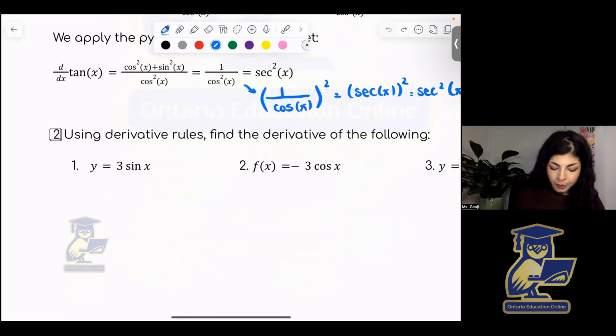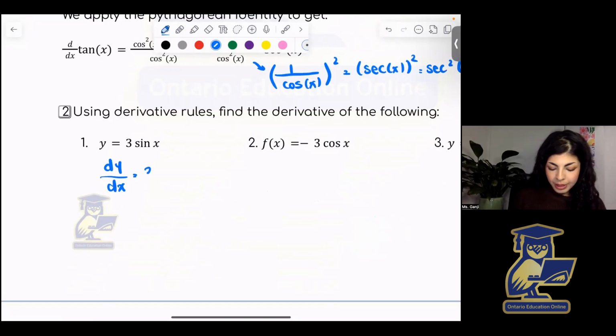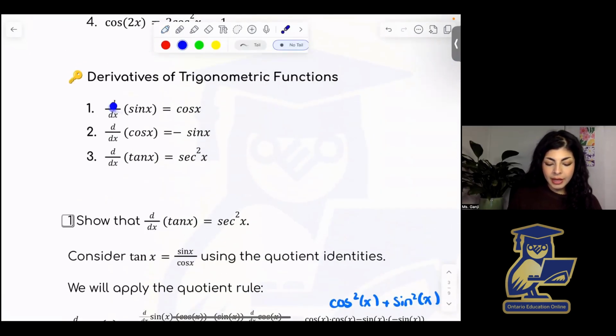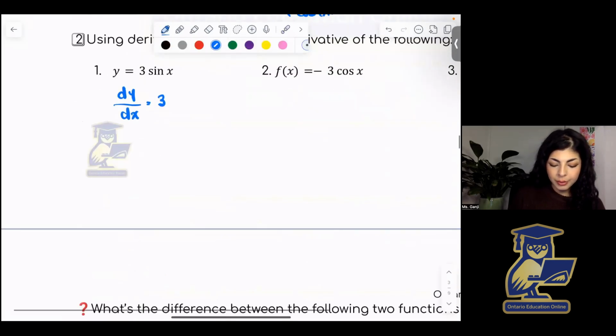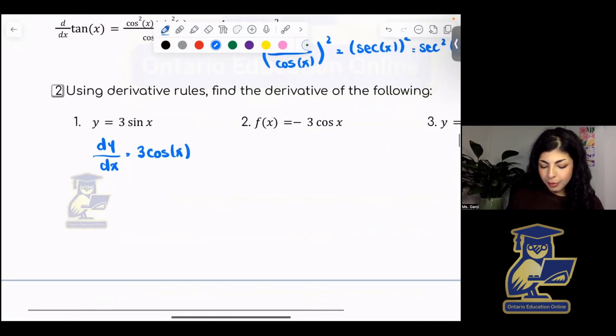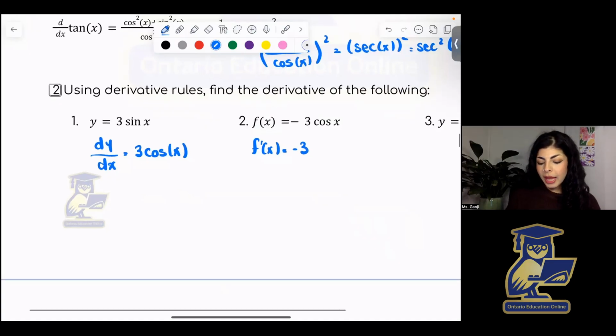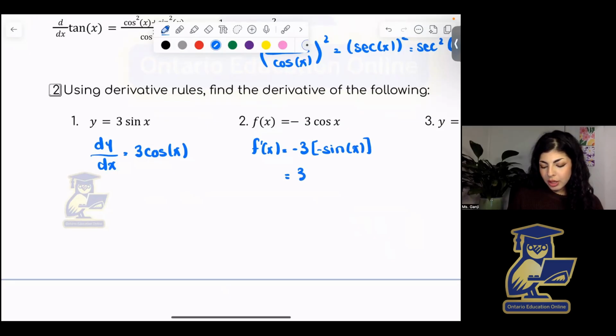So here, we're going to have dy dx. And because I have y, I'm going to use my Leibniz notation. This is just going to be 3. And remember here, sine of x has a derivative of cosine of x, so just 3 cosine of x. Now in this next one, f prime of x is going to be the negative 3 I just leave. That's my constant multiple rule. And now I'm finding the derivative of cosine of x, which was negative sine of x. And now this is just 3 sine x because those negatives become a positive.